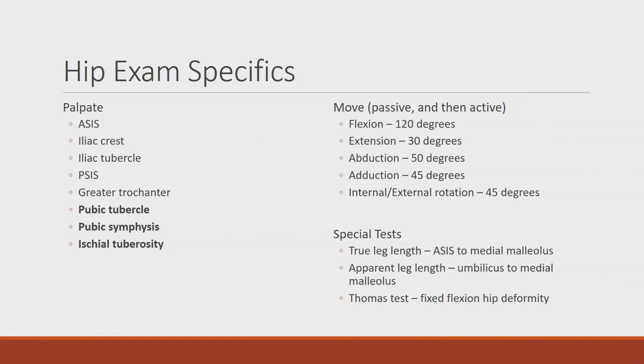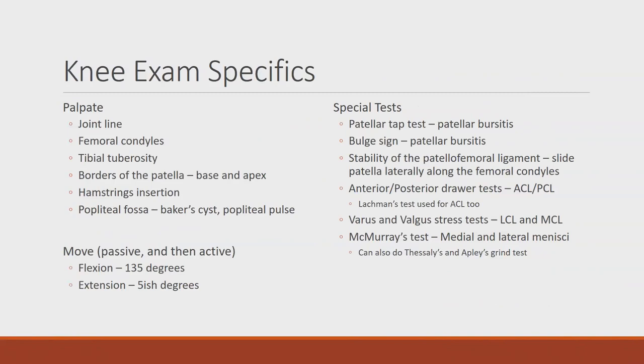Okay, knee exam. So when you palpate, you always want to palpate all your bony landmarks again. You want to feel the joint line. You want to feel your femoral condyles, your tibial condyles. You might want to feel your fibular head if you want. The apex and the base of your patella. Remember, the base is superior, your apex is inferior. Sometimes it can get confusing. And then you can feel some of your muscles as well. Feel in the popliteal fossa, feel for the popliteal pulse. It's hard to feel, but try anyways. And then you might also want to look out for a Baker's cyst or any other bursitis around that area. And then movement's really easy in the knee, just flexion and extension.